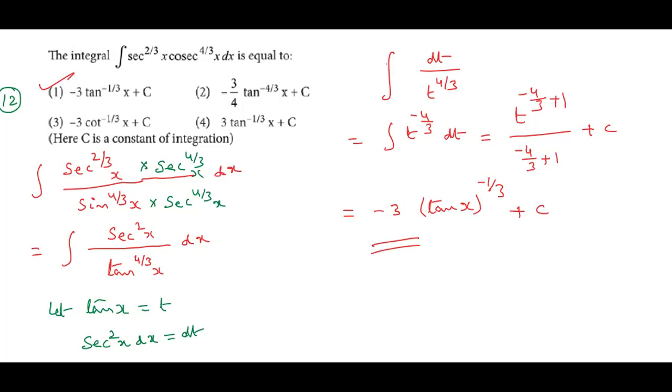So this is a very easy question, but you want to get the thought: numerator and denominator multiply with secant power 4 by 3x. Students, all of you understood now? So I am going to the next question.